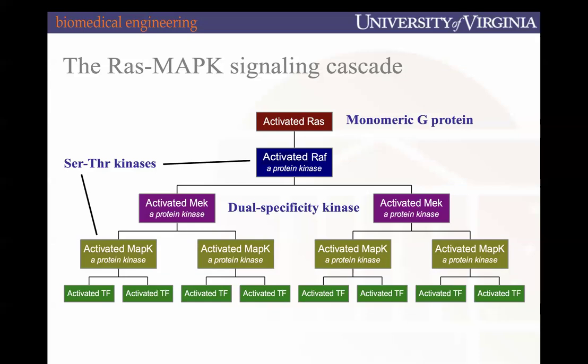MAP kinase's job in this signaling cascade is to phosphorylate some transcription factor. Once that transcription factor is phosphorylated, it's activated and can move from the cytoplasm into the nucleus and bind to the promoter of some set of genes that are associated with processes tied to this signaling cascade.